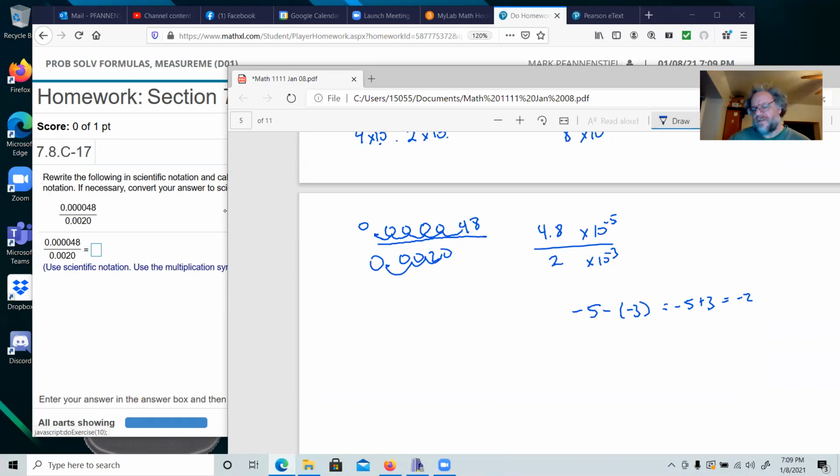And we have to do, what's 4.8? What's 48 divided by 2? Right? We're going to get 24. Okay, so we have half of it, right? So we have 2.4 times 10 to the -2.